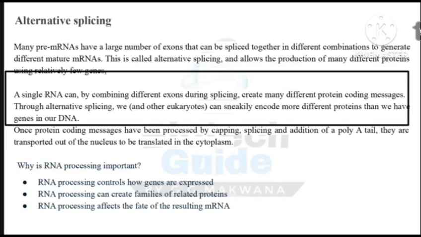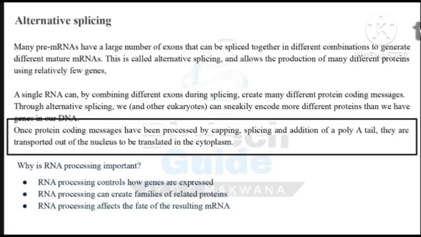So basically, through alternative splicing we have more different kinds of protein than we have genes in our DNA. After the protein-coding messages have been processed by capping, splicing and addition of a poly A tail, they are transported out of the nucleus and translated in the cytoplasm. So this is alternative splicing.